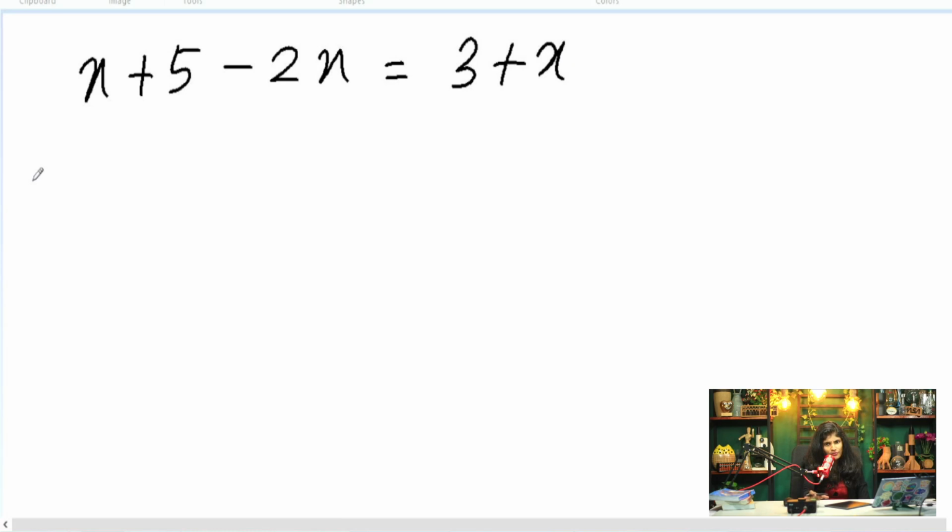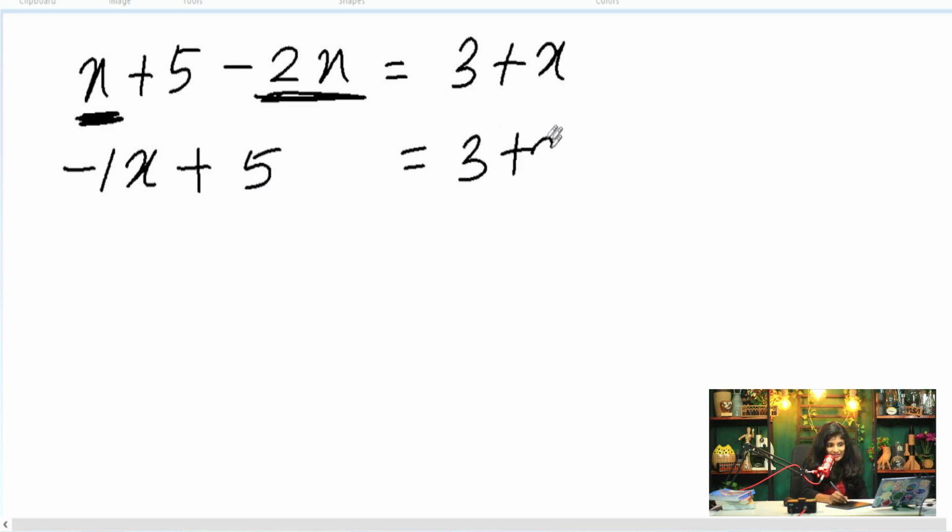When we have to simplify positive numbers and negative numbers together, what you have to do is just take the difference. Don't think about the symbols first. Here 2x and here 1x. When 2 subtract 1, the answer is 1, right? 1x. Now put the symbol of the larger number. That means the larger number is 2x, and the symbol is negative. So this one is negative. I have simplified this x and this negative 2x. Okay. Plus 5 equal 3 plus x.